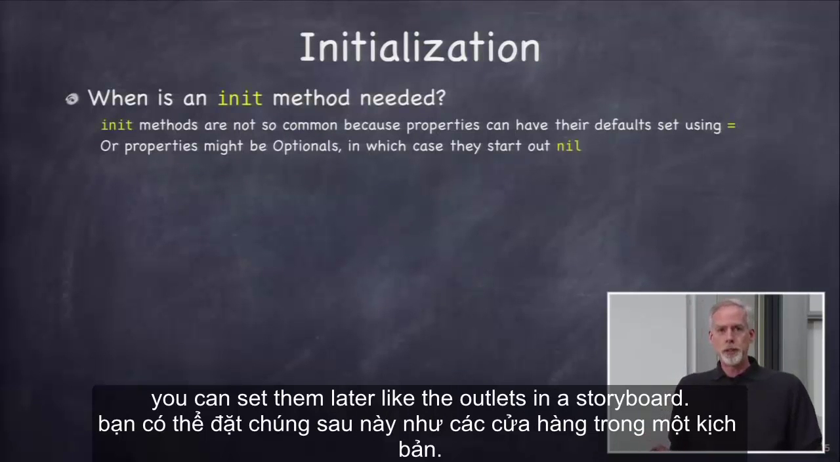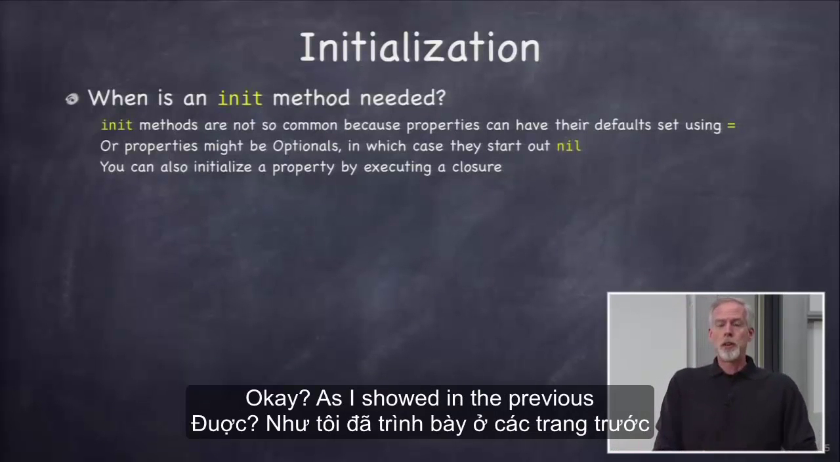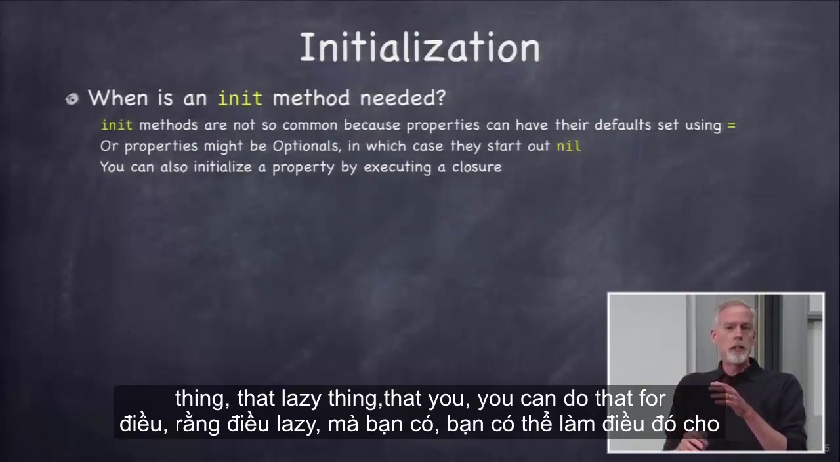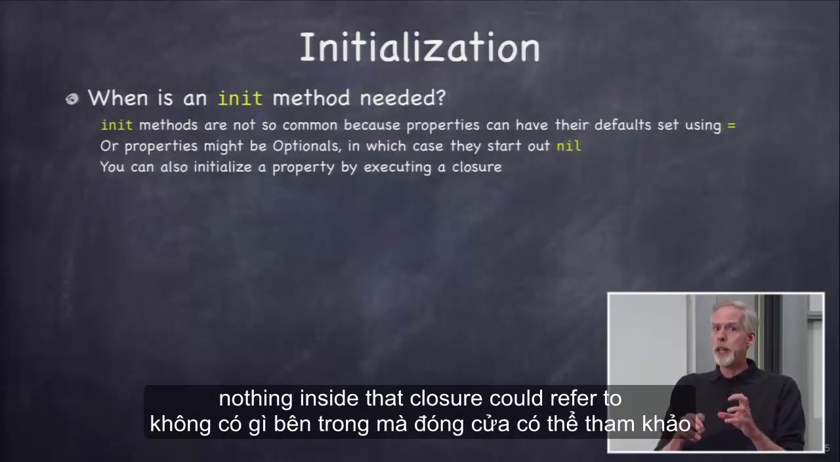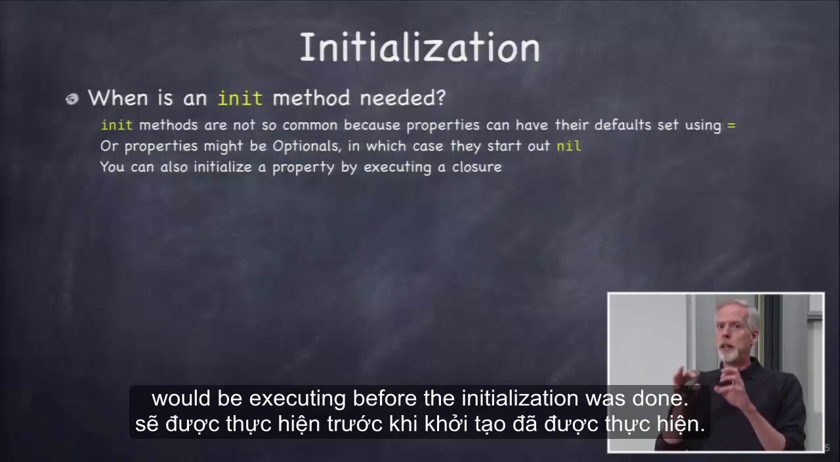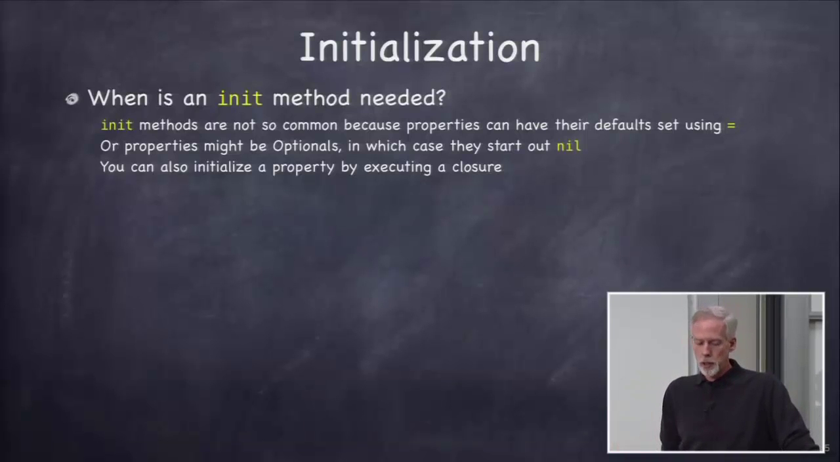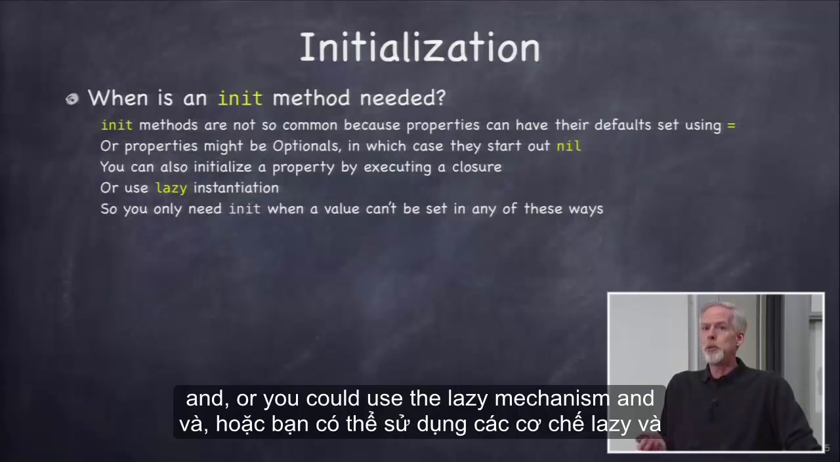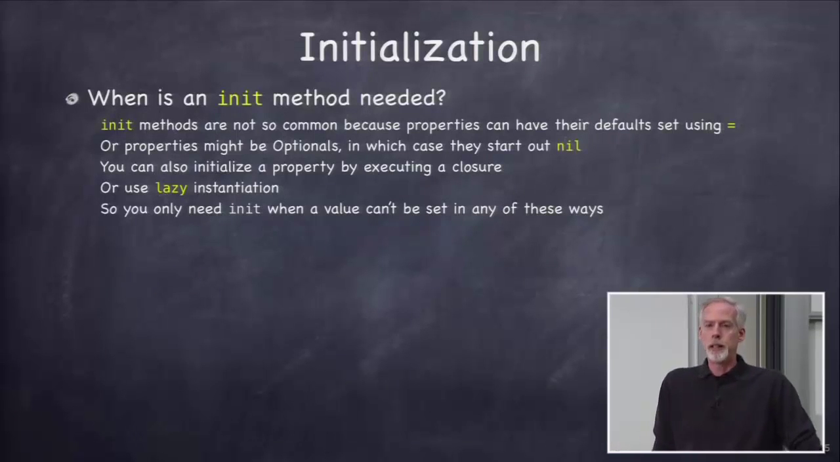Okay, like the outlets in a storyboard. Or you can initialize by using a closure. As I showed on the previous slide with the lazy thing, you can do that for non-lazies too, put the closure there and execute it. It'll get executed right away, and nothing inside that closure could refer to any other instance variables, of course, because it would be executing before the initialization was done. But still, you can calculate some things to assign by executing a closure. Or you could just use the lazy mechanism to avoid needing an init. So there's a lot of ways to avoid init.